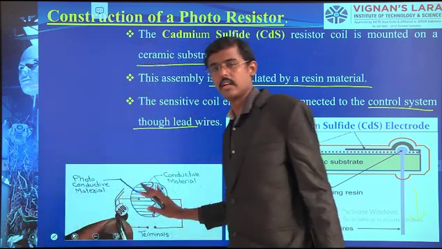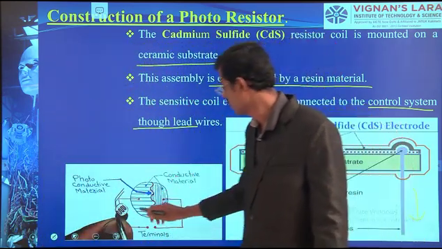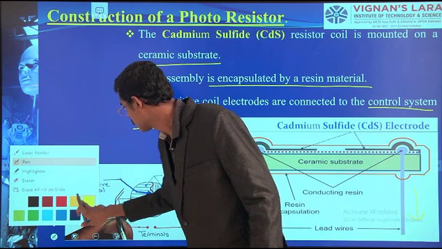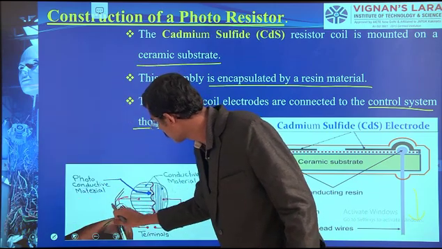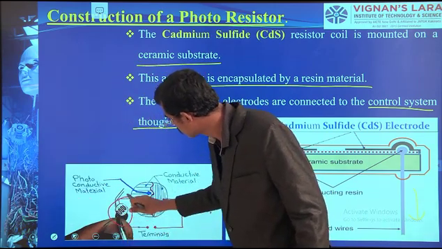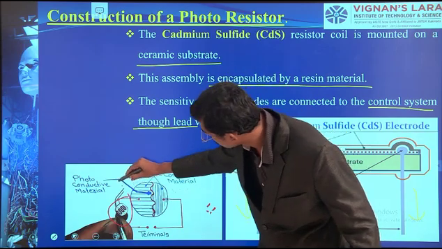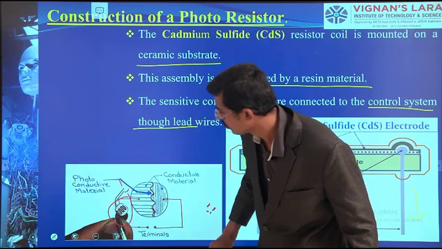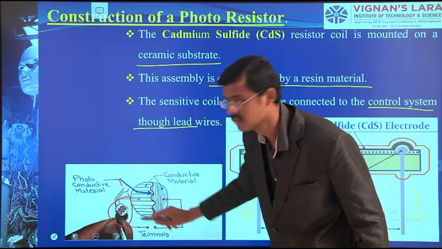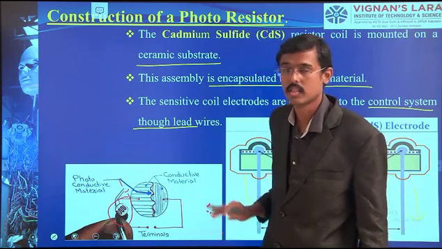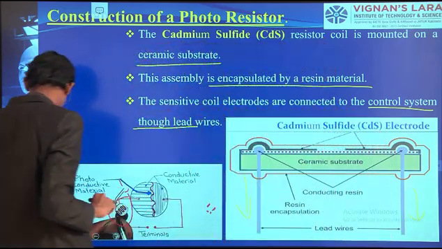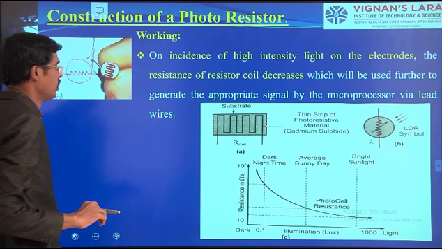For the idea, we have shown the same image here. This is a close-up of the original resistor, which has two wires, this one and this one, and one electrode: the resistive photoresistor electrode, the cadmium sulfide electrode.